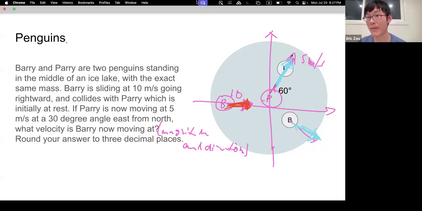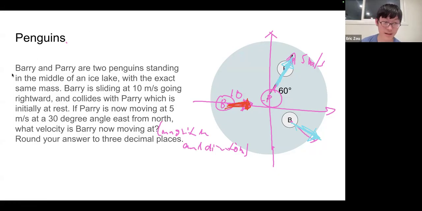I'll just go over this. We have only like 3 minutes left. So the speed of Barry, if we look at this as a coordinate system where this is x and this is y, we have (10, 0) equal to the velocity of Barry. We can decompose it into an x component and a y component. All right, Sarah's saying that she got the answer.